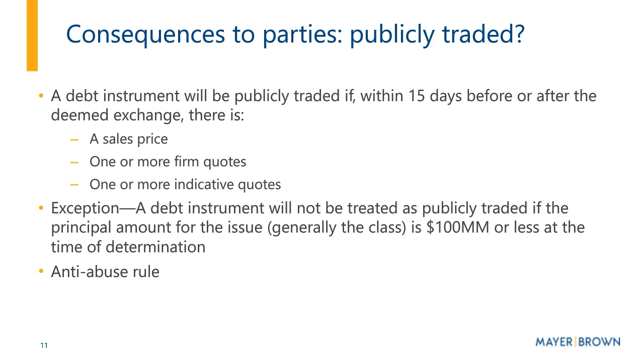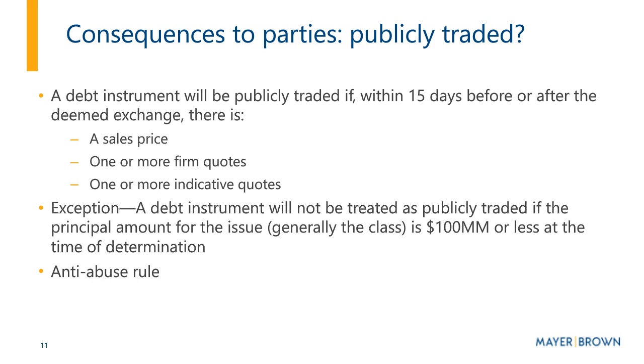So what are these? It starts with something specific, and then it goes pretty broad. A sales price is a price for which an instrument is actually sold that's reasonably available after the time of the sale. A firm quote is a quote for a sales price which is representative of the price at which the instrument would actually be sold. So you can see getting a little broader there.